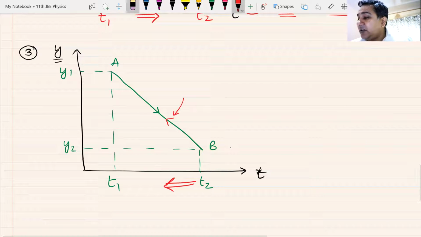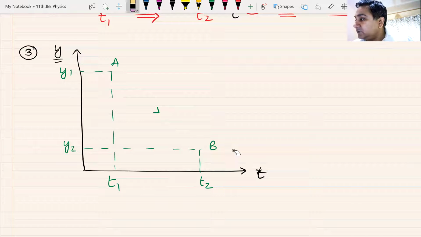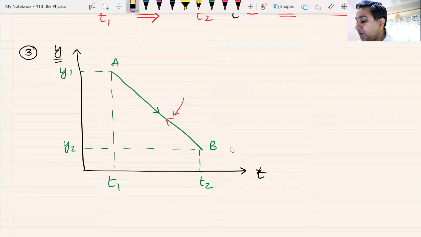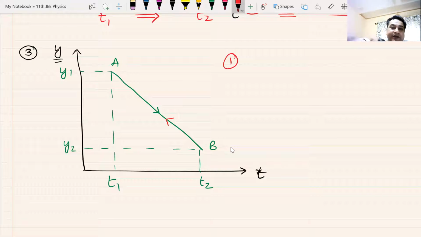So let me cross this out. Let me erase it. Oops. Okay. So this red graph is not possible. Okay. Now let us discuss this graph. What is the first point about this graph? The green one we are talking about, the red one is not possible.